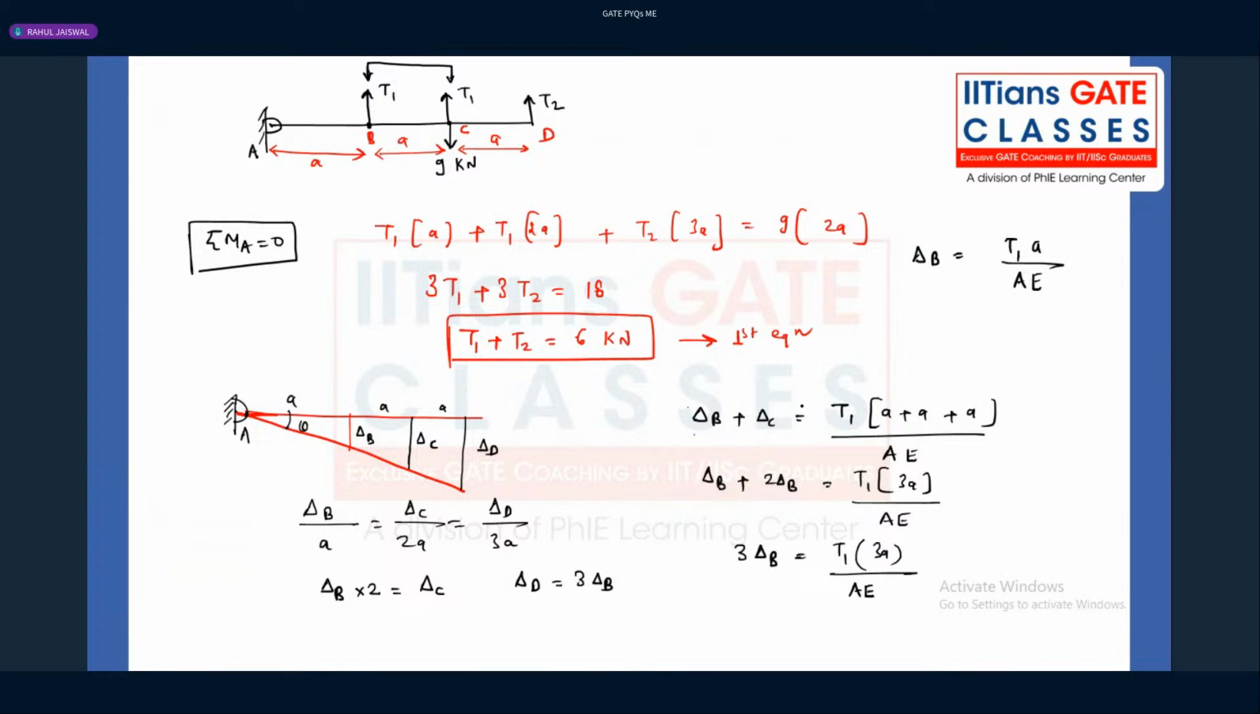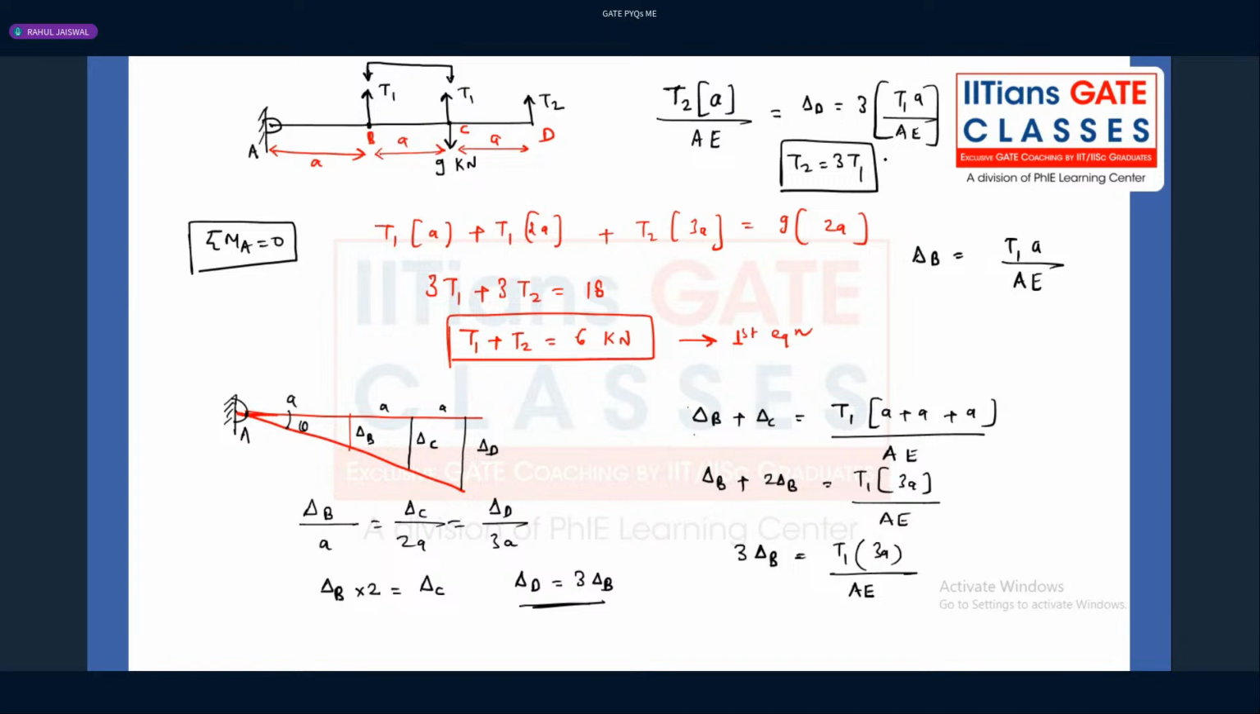Now, what is the delta D? Delta D, we know, is T2 into, what is the deformation in the string which is connected at point D, guys? T2 into A divided by A into E. I'm assuming A, E both are the same. Both the quantities are the same for all the strings. That is equal to delta D, which is nothing but 3 times of delta B. Delta B is what, guys? T1 into A divided by AE. So from here, what is the T2? It's 3 times of T1.